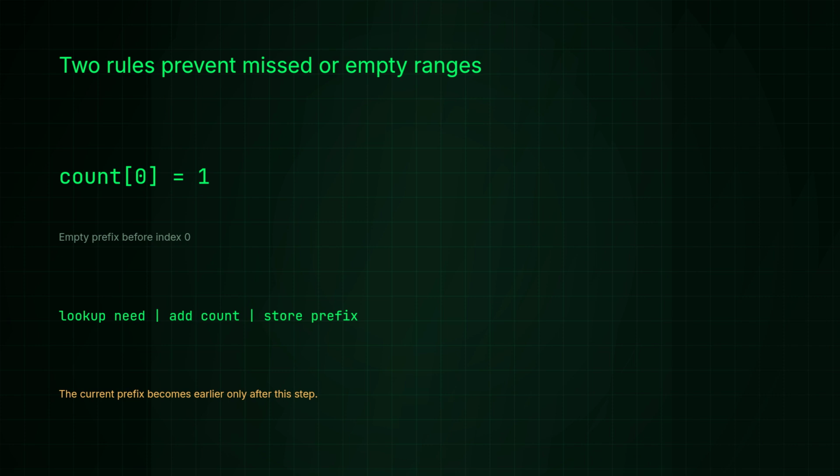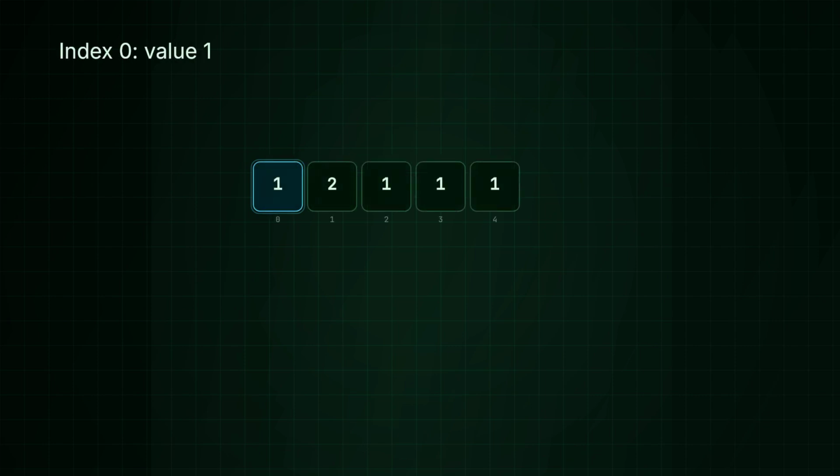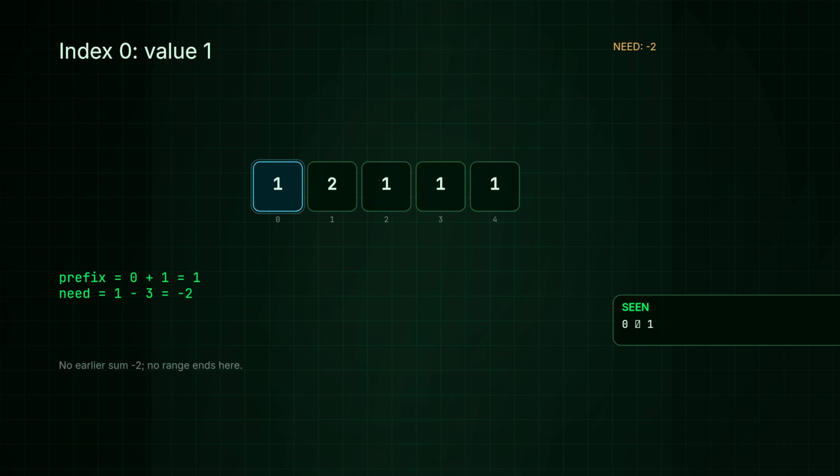At index 0, the current value is 1. The running prefix before reading it is 0. Add 1, so the current prefix becomes 1. A target sum subarray ending here needs an earlier prefix of 1 minus 3, which is minus 2. Look only in the map of earlier prefixes. Prefix minus 2 has appeared 0 times. Because prefix minus 2 has not appeared, no start boundary can create a sum of 3 ending at index 0. The answer remains 0. Then store current prefix 1 for future indices.